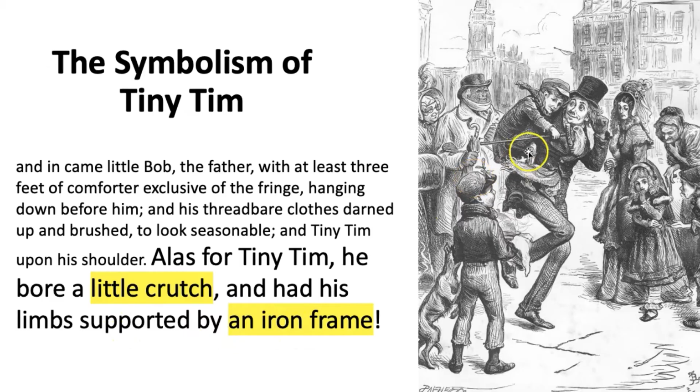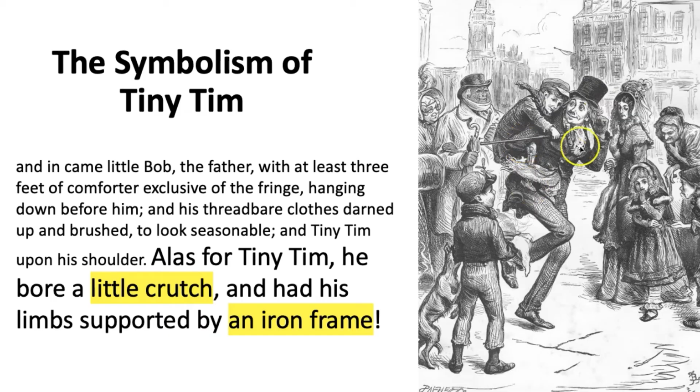Now you can just see this iron frame here. So these would be called calipers now, both to straighten Tiny Tim's legs and to help him walk. This is a clear sign that he's suffering from malnutrition and possibly rickets and other typical diseases that Victorians would suffer from. But these are not diseases caused by bad hygiene, they're caused by poverty. Lack of sunlight, lack of vitamin D, lack of nutrients in food.